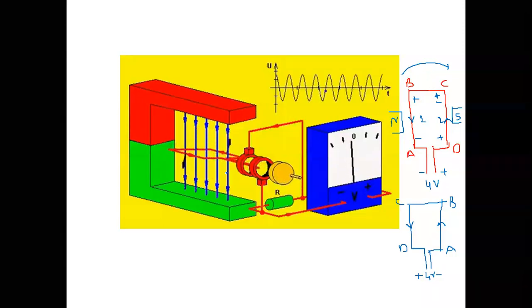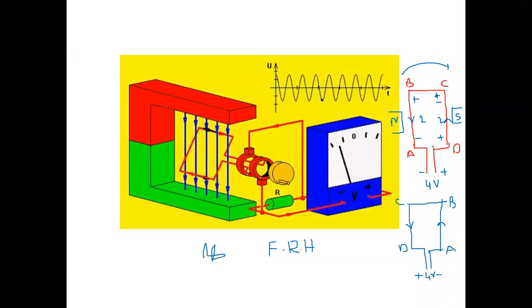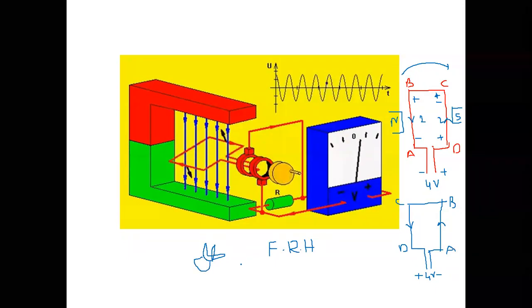Now the direction of induced EMF is given by a famous law which you might have studied in your intermediate or else in your physics, that is Fleming's right hand rule. What Fleming's right hand rule says is: place your thumb, forefinger and second finger, you can just assume, so this is your thumb, your forefinger, and then second finger at 90 degrees to each other.